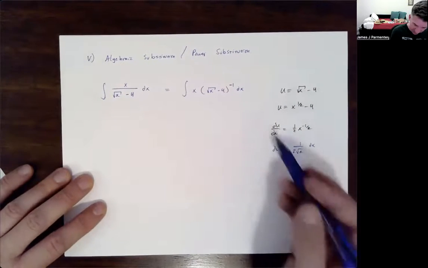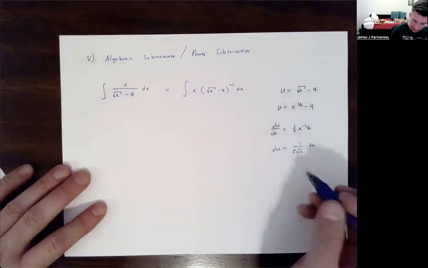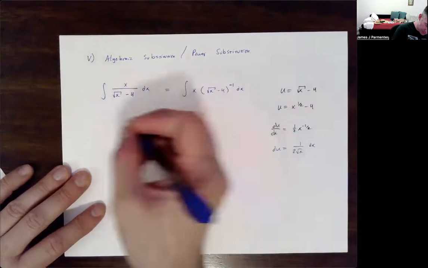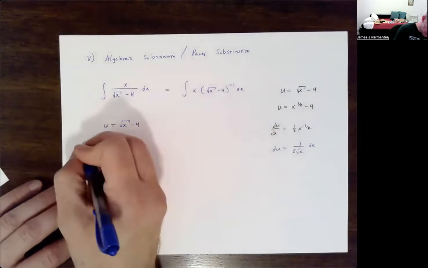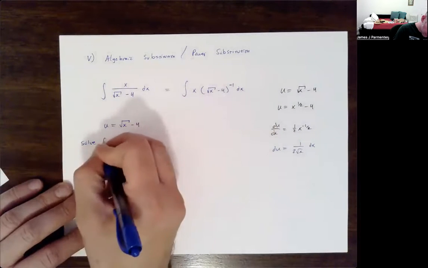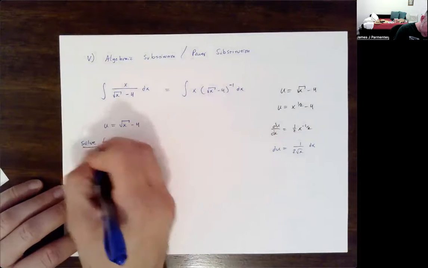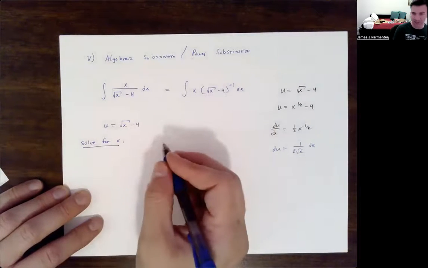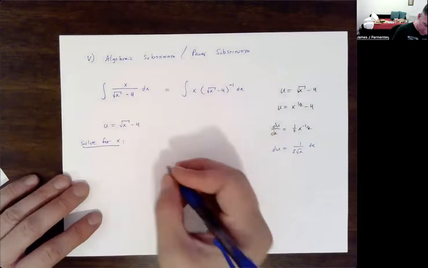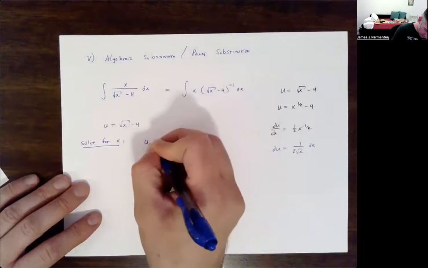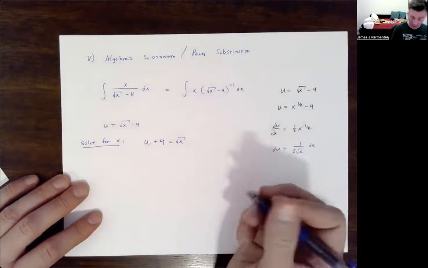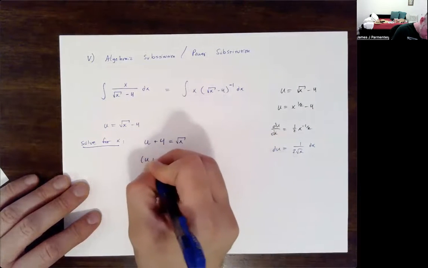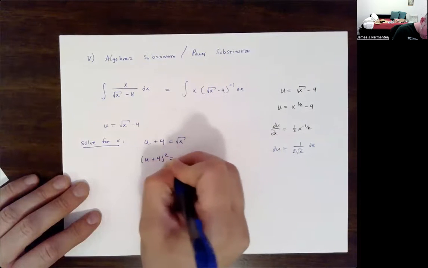When you start going down this path and things get ugly, it is often good to say, I'm going to take my choice for u, and I'm going to solve for x, meaning isolating x. So add 4 to both sides. I should never pick 4, my u's and my 4's look too similar. But add 4 to both sides. u plus 4 equals the square root of x. And then square both sides. u plus 4 squared equals x.